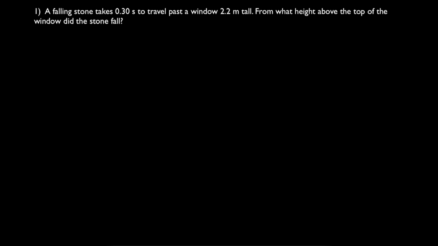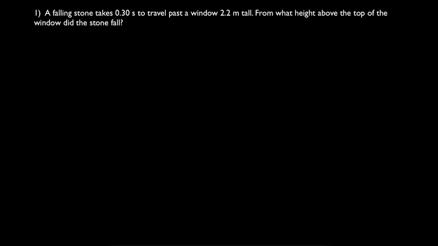So let's get started. A falling stone takes 0.3 seconds to travel past a window 2.2 meters tall. From what height above the top of the window did the stone fall? I highly encourage you to pause this video and try this problem out on your own, using your own understanding of kinematics to solve the problem as you can.